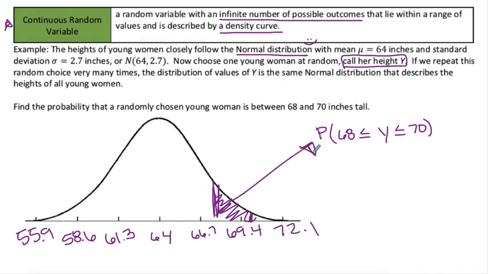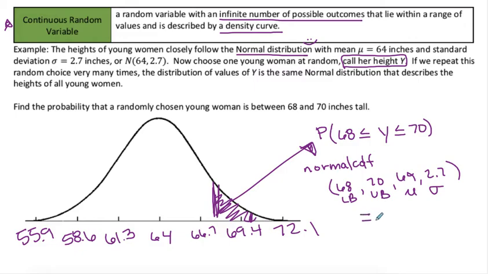Because it's approximately normal, we don't have a table of distributions here like we did for a discrete random variable. We can go back to our normal calculations. So we can do a normal CDF with a lower bound of 68, with an upper bound of 70, with our mean of 64 and our standard deviation of 2.7, and we can find this probability.